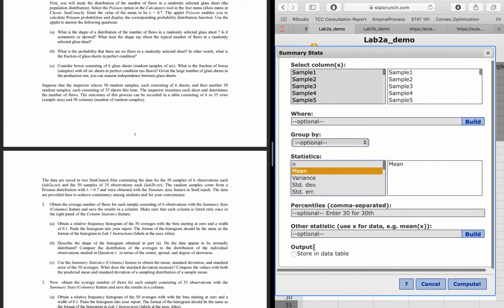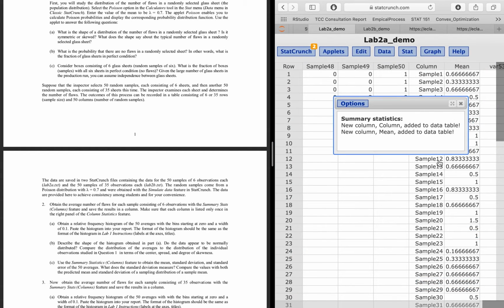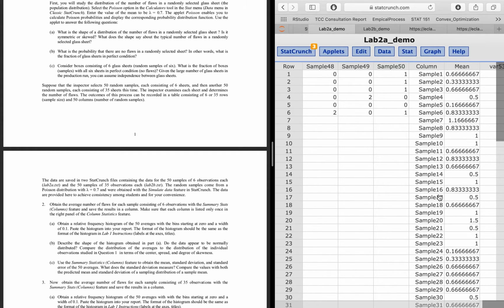And then here it says output, so check this store in data table, because if you don't click on this, it would just show you a really long table, which we don't like. We actually want to store the mean and then analyze it for the future. Okay, so let's do store in data table to compute. And then, as you can see, we have 2 new columns.